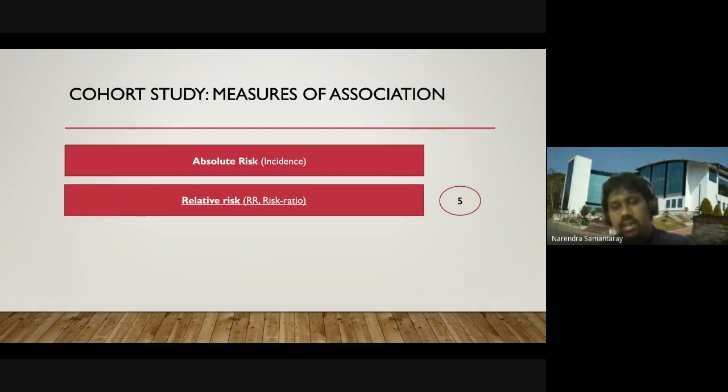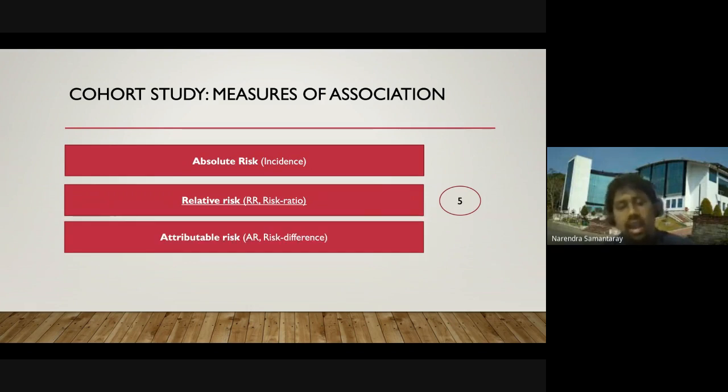Say, for example, if the score is coming 5, then I can interpret the result in this way. 5 times the exposed people are likely to develop lung cancer as compared to the people who are not smoking, or 5 times the individuals who smoke are likely to develop lung cancer in comparison to the people who are not smoking. This is the interpretation of relative risk.